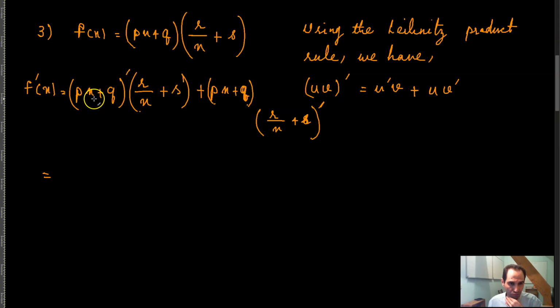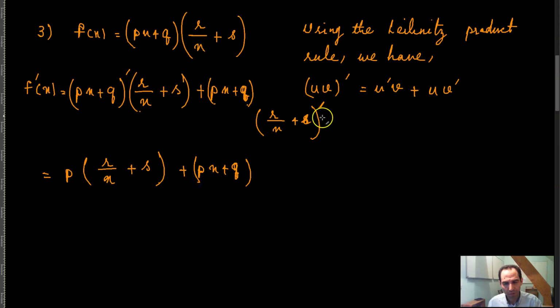a straight line, a straight line with slope P and y-intercept Q. So the derivative of the y-intercept becomes zero, of course, and the derivative of the line becomes the slope of the line. So the derivative of this whole thing becomes P times r over x plus s. And then you write px plus q times the derivative of this. The s is a constant, so the derivative of that is zero.